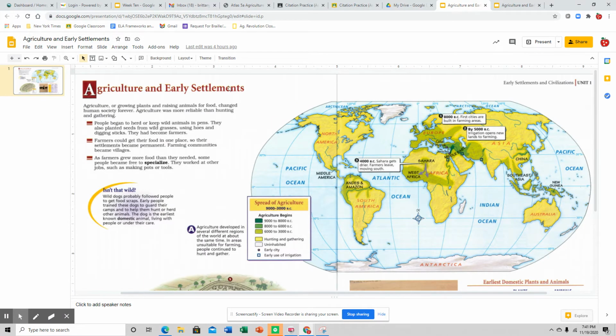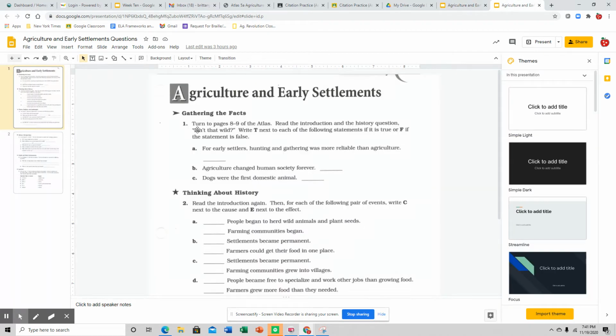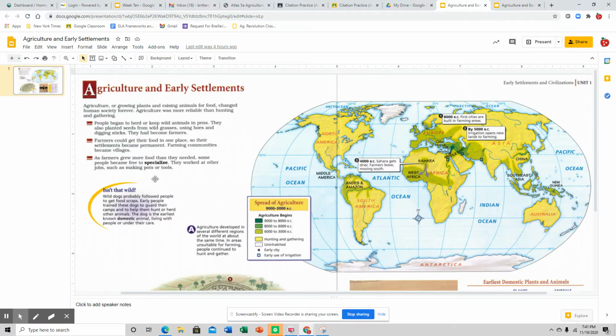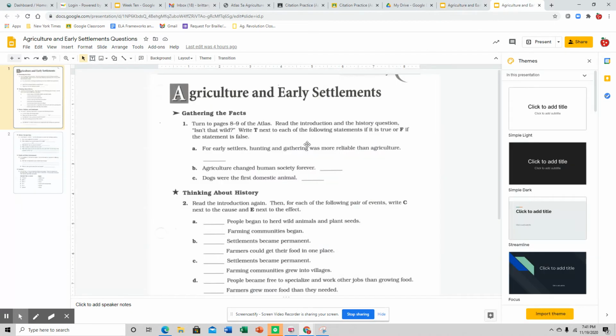Remember that this section right here where it says agriculture and early settlements, this is the introductory paragraph. And there are times where it asks you, like right here, number one, for example, it says read the introduction and the history question, isn't that wild? So that means you need to go back here and read this part. This is the introduction. And then here's the history question, isn't that wild? I guarantee you that every answer you need will be found in these two sections.